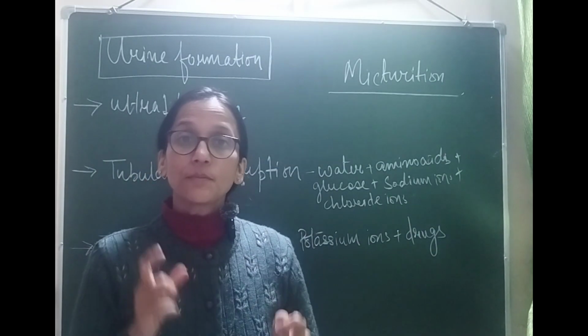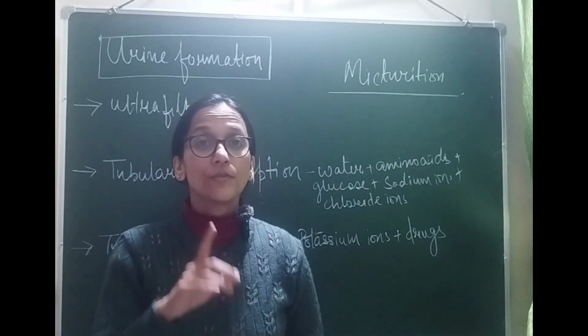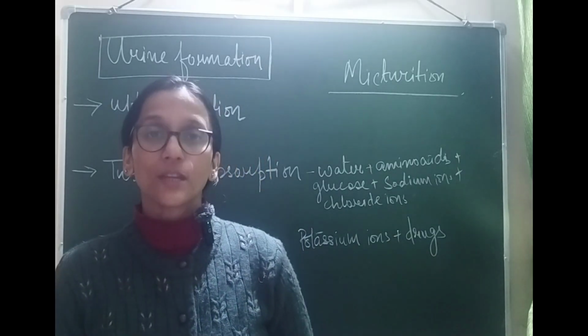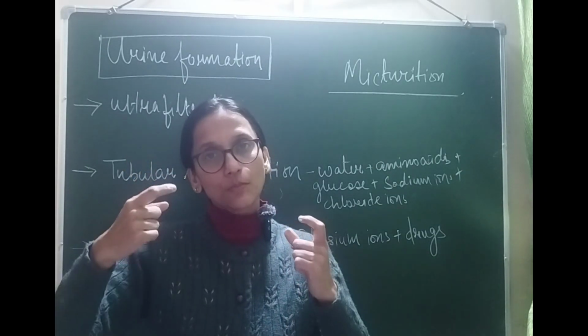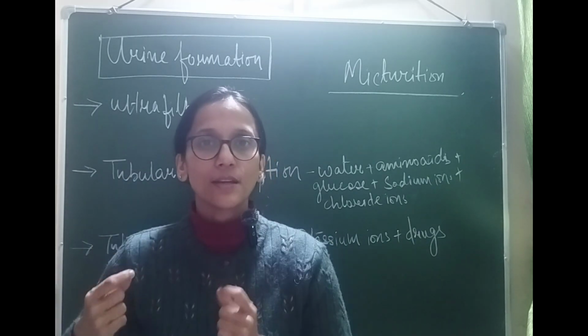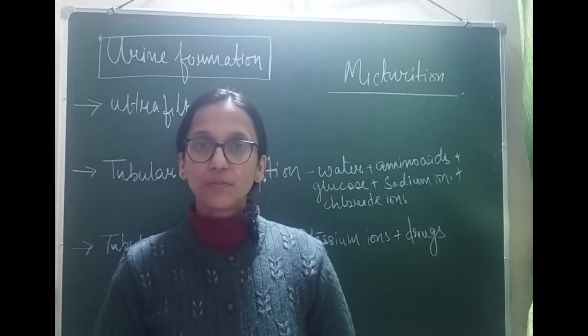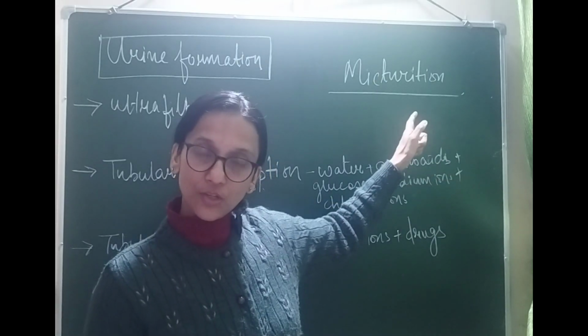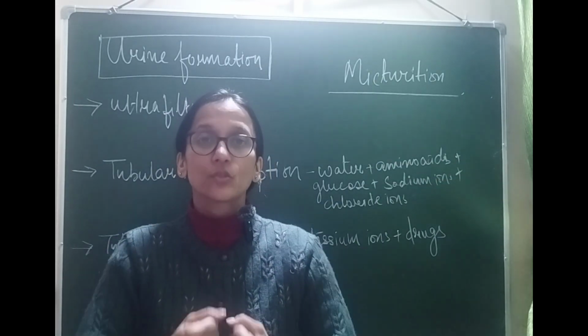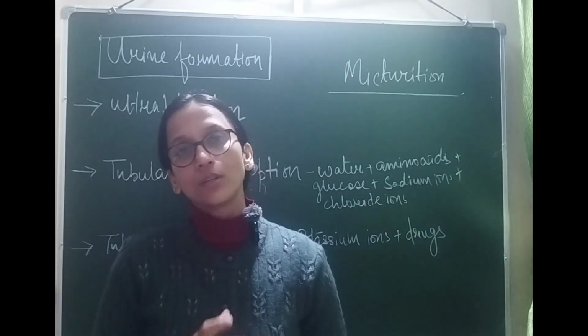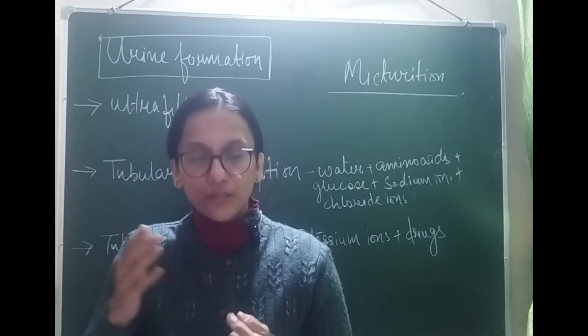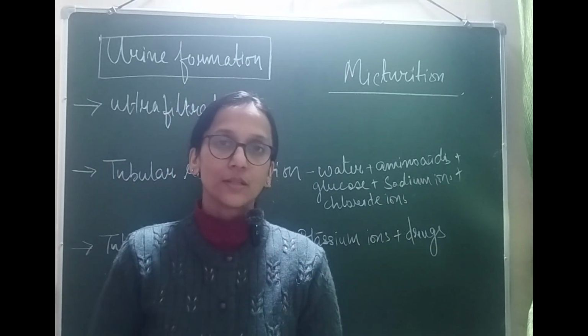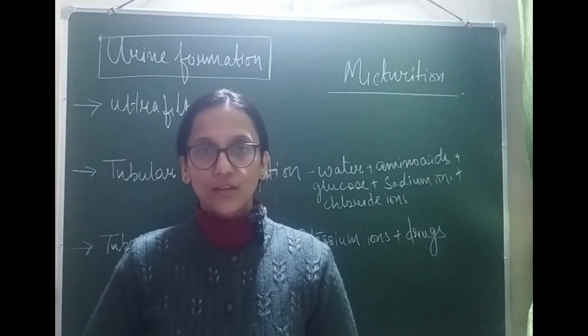So micturition is the process which is very much under control of a muscle. If you remember, in my first video I explained that there is a muscle which is present right between the urinary bladder and the urethra, and the name of the muscle is the sphincter muscle. This muscle relaxes only at the time of micturition, otherwise it always remains contracted, and this muscle only allows the passage of urine from the urinary bladder to the urethra and then to outside.